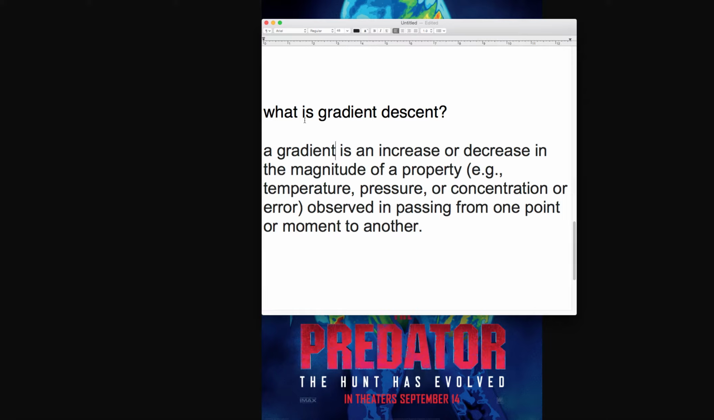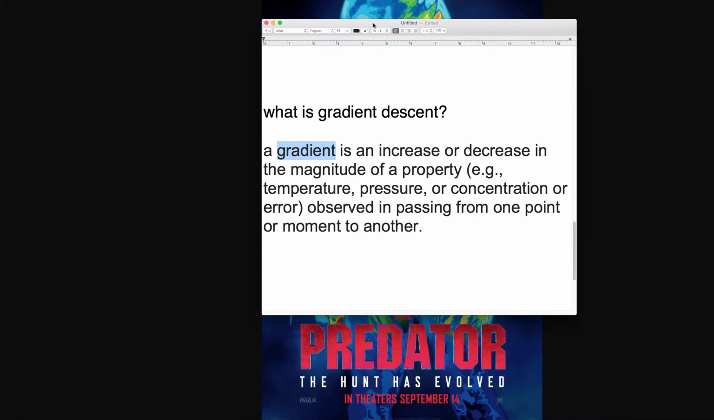So the physics definition of a gradient is an increase or decrease in the magnitude of a property, like temperature, pressure, concentration. And in the case of machine learning, and specifically in the case of linear regression, it's the magnitude of the property describing the error, right? And so observed in passing from one point to another.